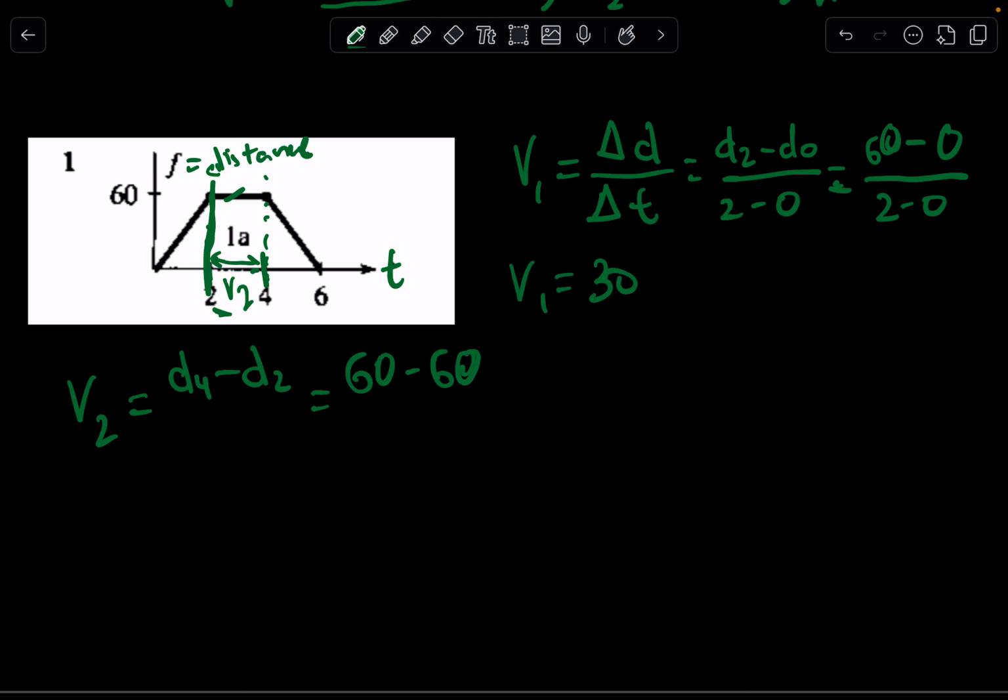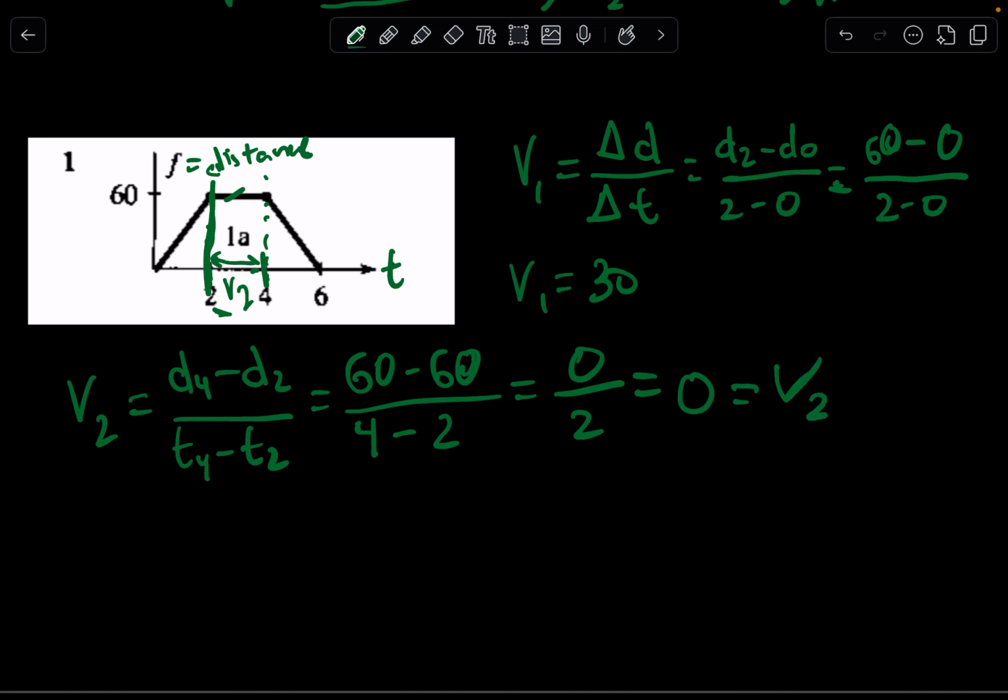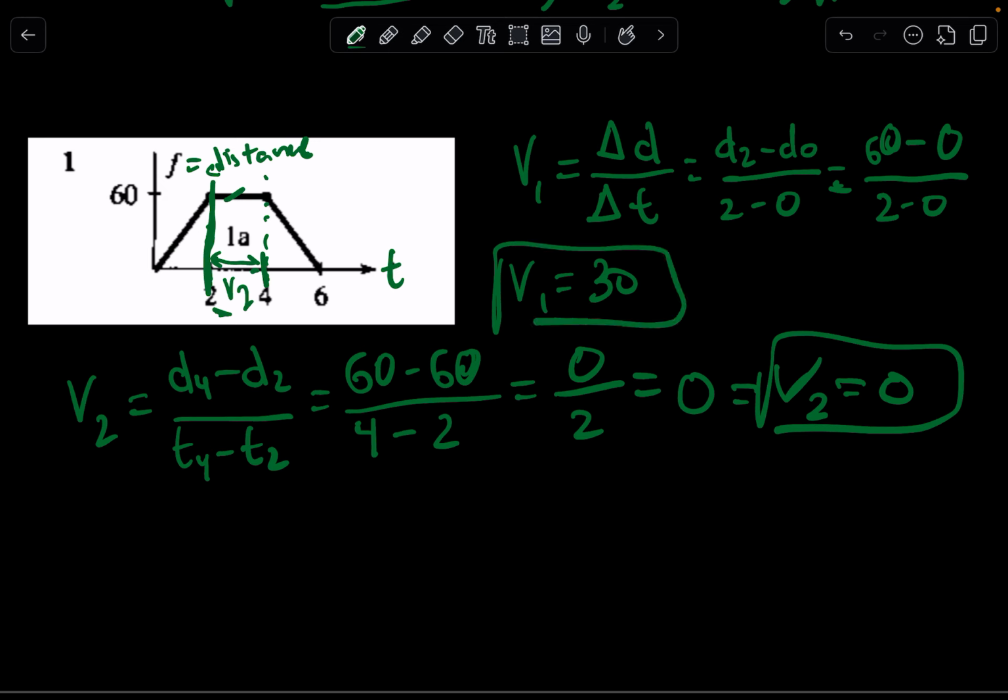60, divided by T4 minus T2. And then we can just find what these numbers are from looking at the graph. T4 is 4 minus T2 is just 2. In reality, our velocity did not change during that time. Our velocity was 0. So during the time period V2, the velocity is equal to 0. And then during V1, velocity is equal to 30.